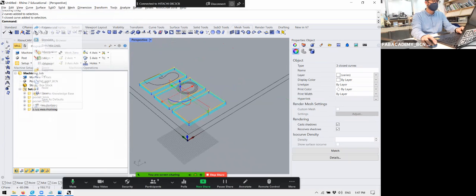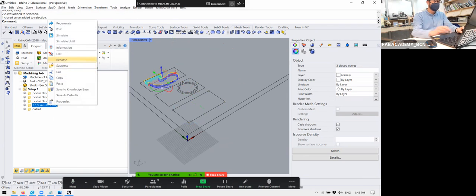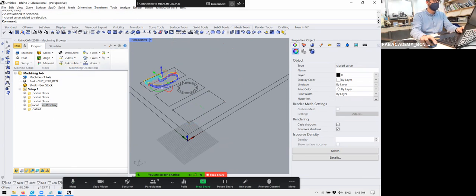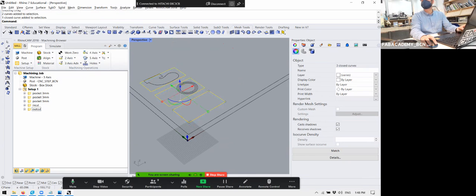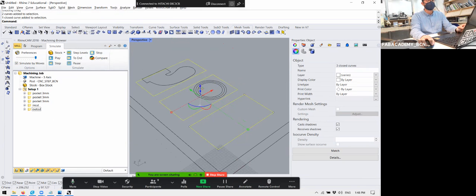This is called outcut. Okay, and this is called incut. So first it will do pockets to the depth level, then the incut, and then the outcut. So now we have what is important, the simulation. Always, always, always, always simulate your files. Always. Like, you can see almost all the mistakes in the simulation.